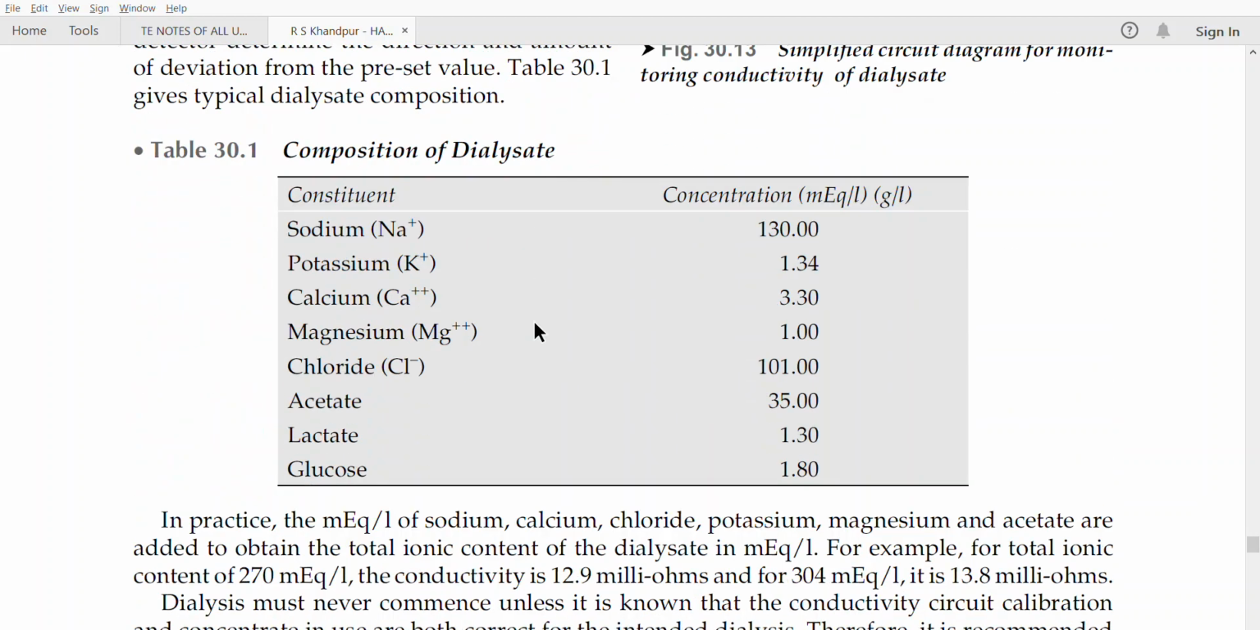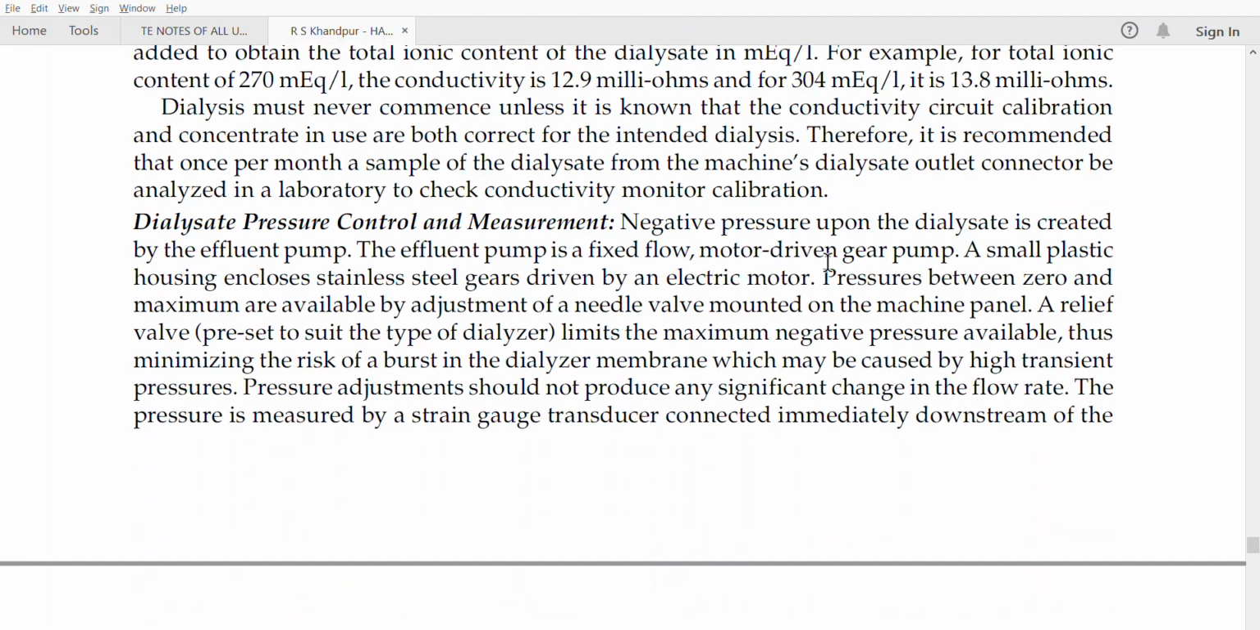The composition of dialysate depends on sodium, potassium, calcium, magnesium, and acetate. So these are the components of dialysate and their equivalent concentrations. Their concentrations affect the electrical conductivity. If there is more, there is a different electrical conductivity. If there is less, there is a different electrical conductivity.